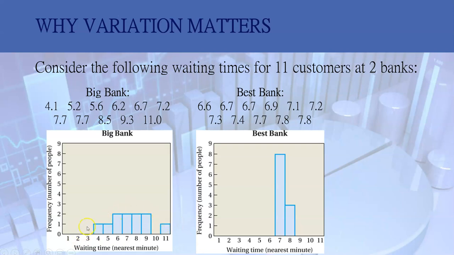This is very spread out. And Best Bank has very low variation. This is not spread out at all. These times are all very, very close to one another. So why does it matter?